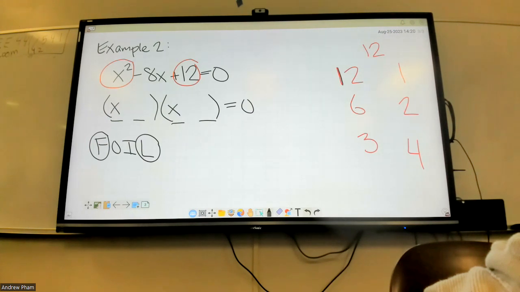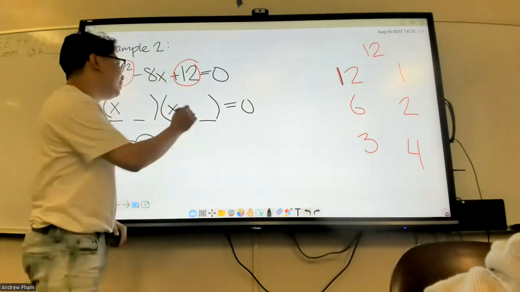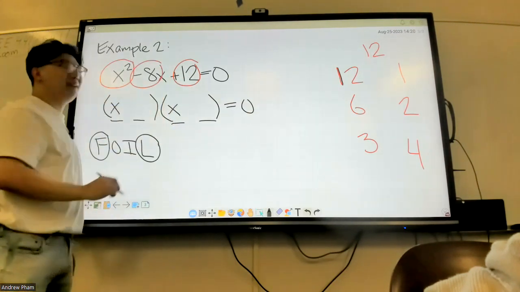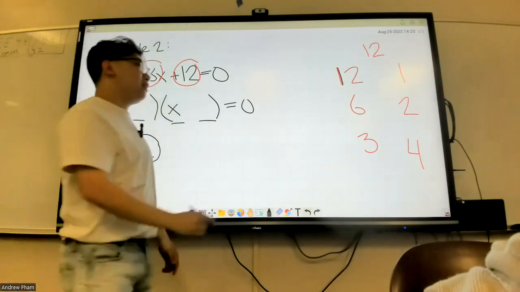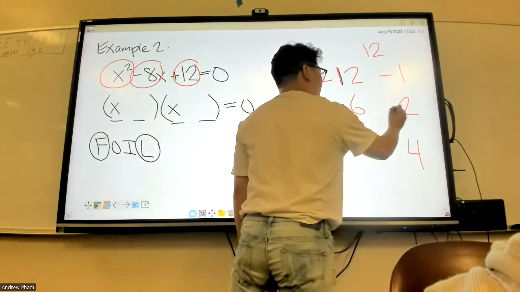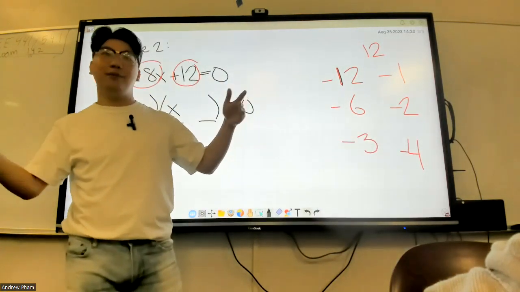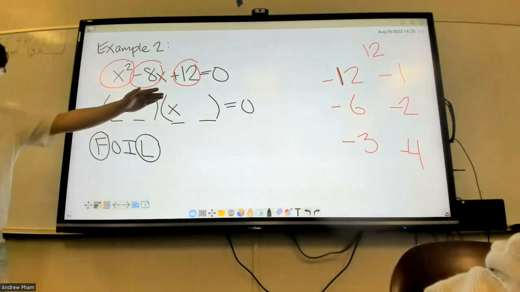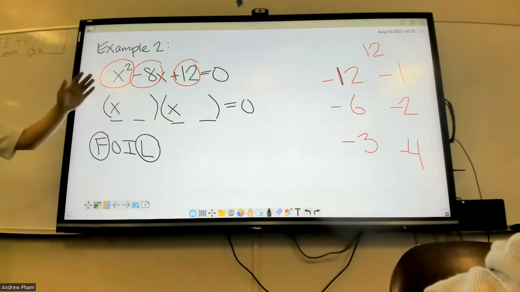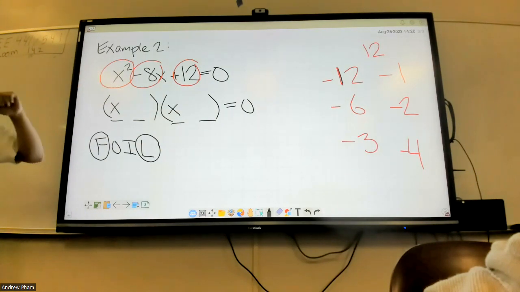Yeah, so I have to look in the middle now. These numbers have to add up to give me -8. So in other words, I know that both of these have to be negative. That's still fine because negative times a negative is still positive. So which one of these three pairs will add together to give me -8?